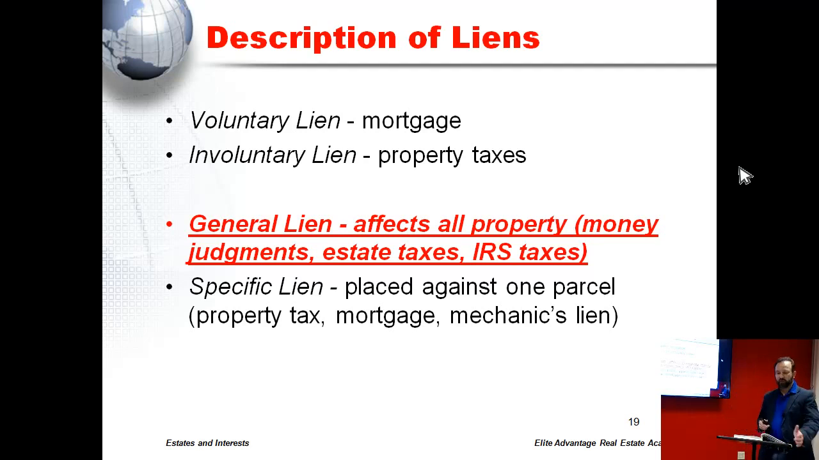Now, we have to understand with property taxes, and when we get into that section, real estate taxes, we'll talk about that, the real estate tax is always there. It's a lien that's always there. It's just not enforceable until you don't pay it. So it's a lien that always exists. You can't get rid of that lien. It's always there.